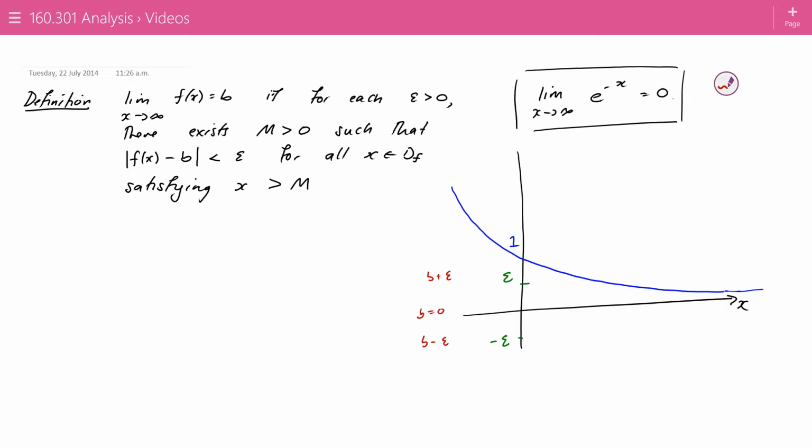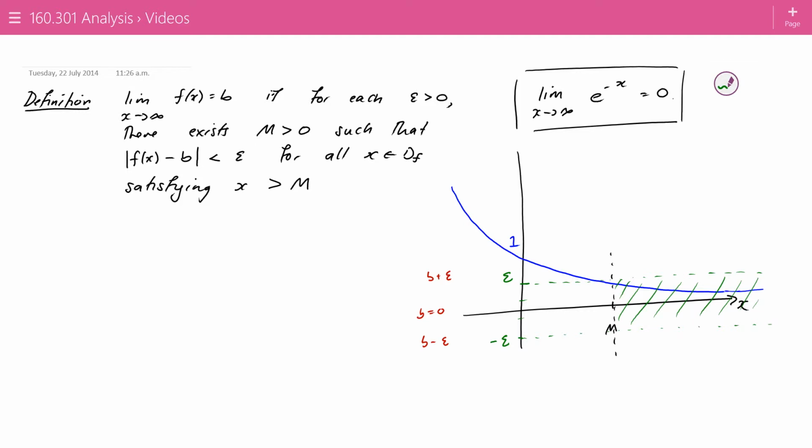Okay, so here's our band, and again we'll draw some imaginary lines across. No matter what value of epsilon I specify, I want to be able to find a value of m such that if I go to the right of that, my function is inside this envelope. And you can see that if I tighten this boundary down, if I make epsilon smaller, I'm going to have to go further to the right to guarantee that everything to the right of m is within that boundary. Okay, so that's how the definition works.